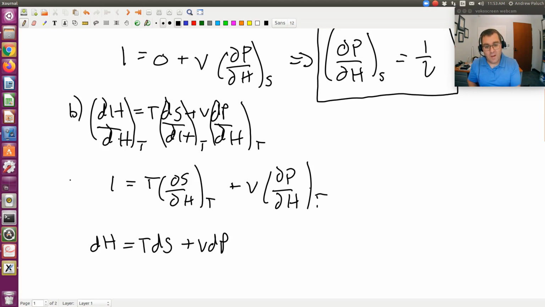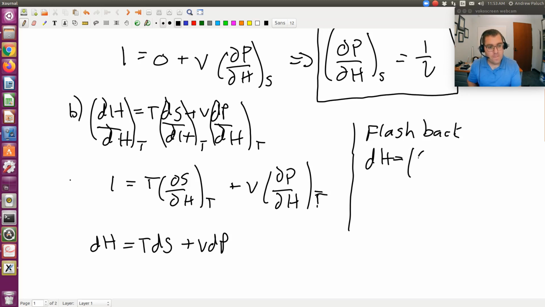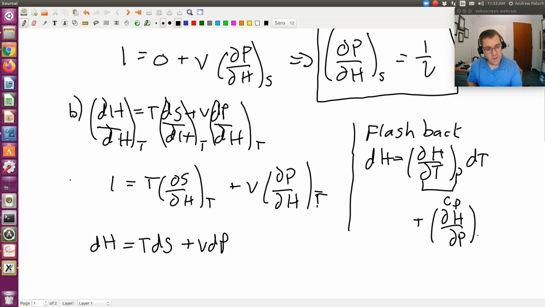Now, if you think back, let's do a flashback. Remember when we worked out our expression for the differential of H with independent variables T and P, we had dH = (dH/dT) at constant P dT, this was just Cp, plus (dH/dP) at constant T dP. And for this term here, we went back to our fundamental equation for H, worked out an alternative expression, found a Maxwell relationship that we could plug in and nicely simplify that term.